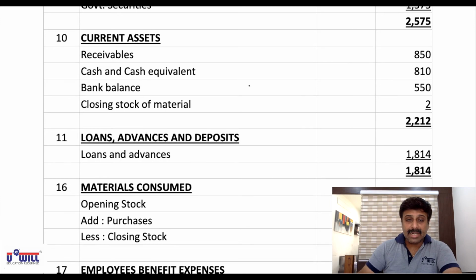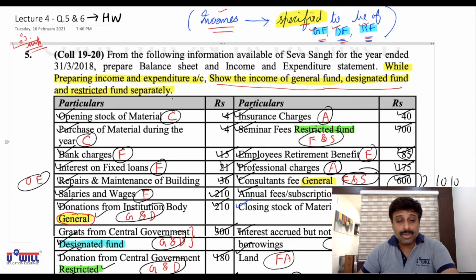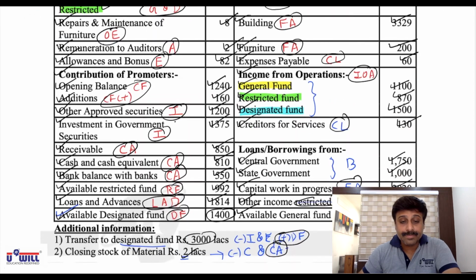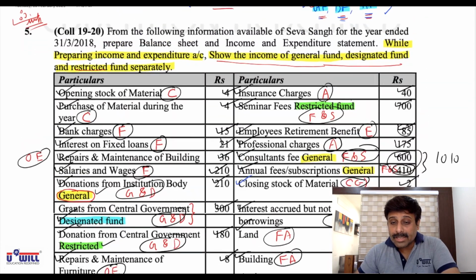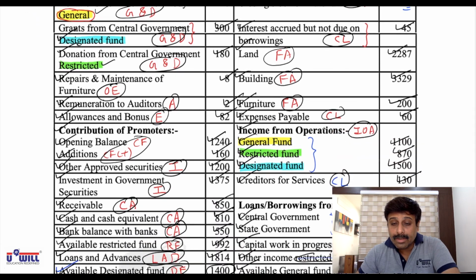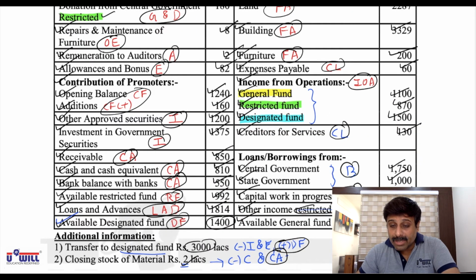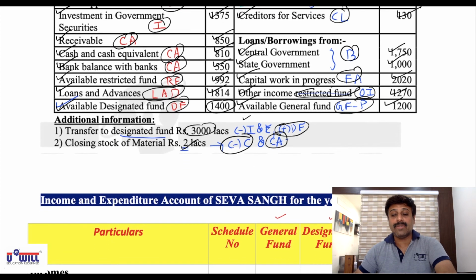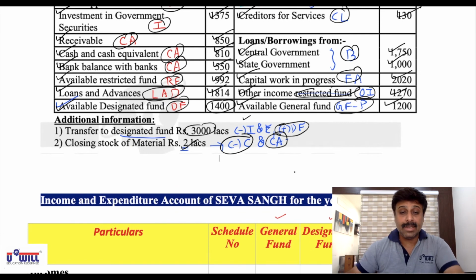Just check it, any other item is not missed out by mistake. So on the left side, all items have been taken. Right side also all items have been taken. Yes, this borrowings also has been recorded. Only this 3000 we still have to do, which we do when we make income and expenditure.